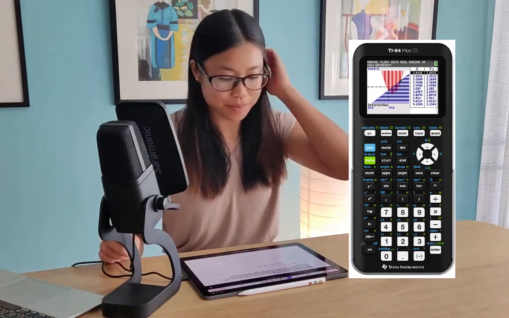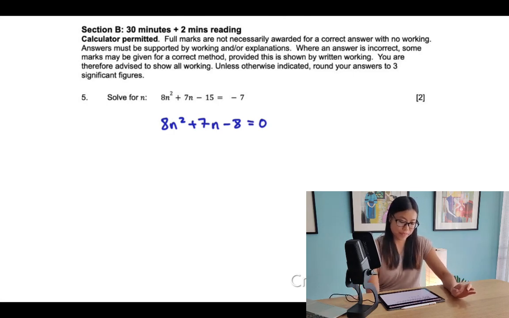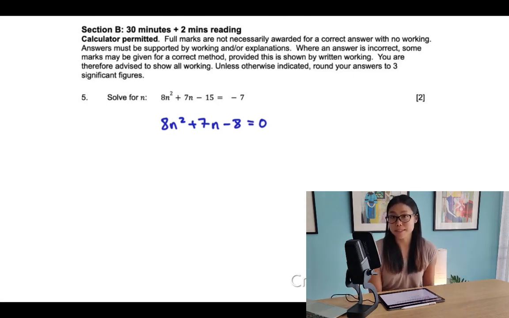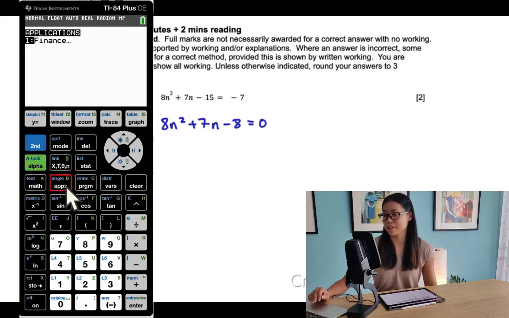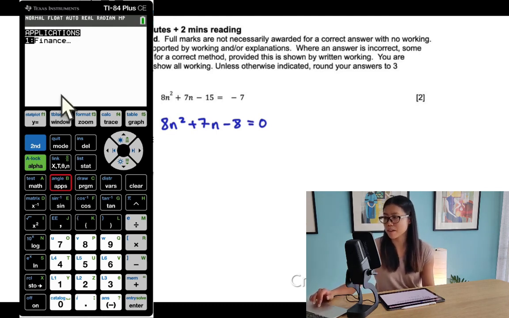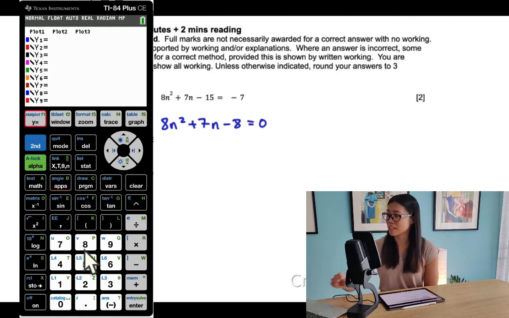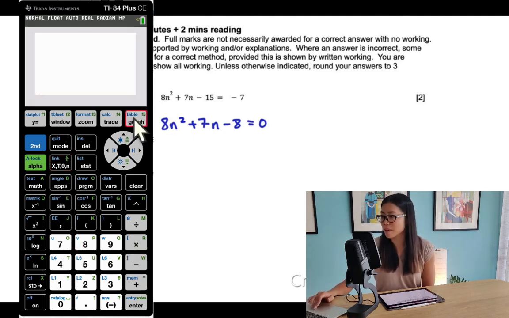Let's begin. Question number 5 asks us to solve for n. First, we want to set the equation equal to 0. Then we are going to go into our calculator. We have two options here. We can use the PolySimult app or we can solve by graphing. Unfortunately, the online graphing calculator simulator that I'm using currently doesn't have the PolySimult app, so I'm going to graph this equation and figure out the x-intercepts from my graph.